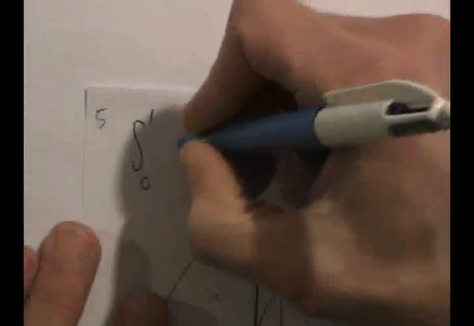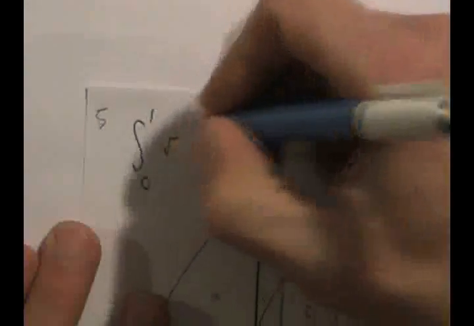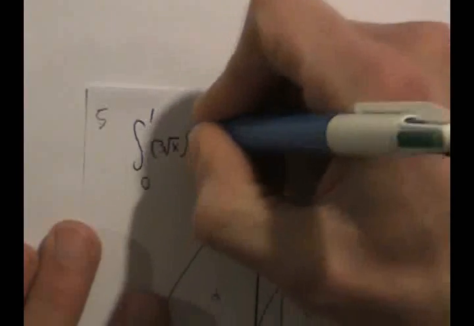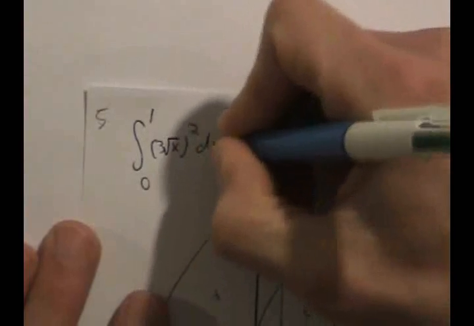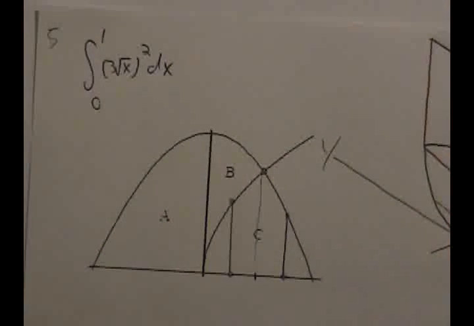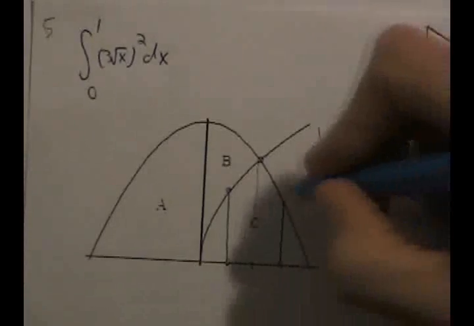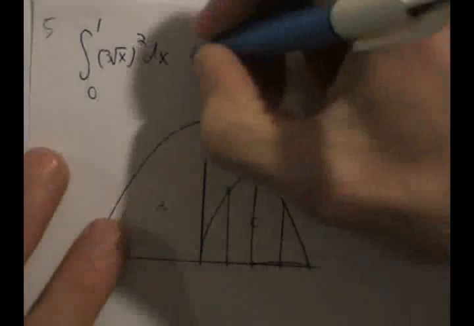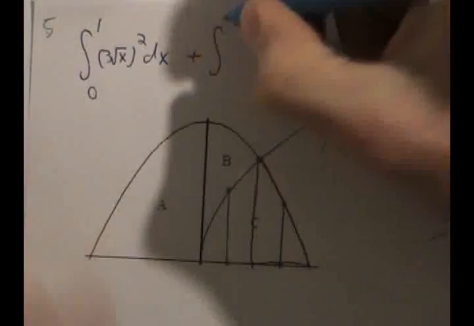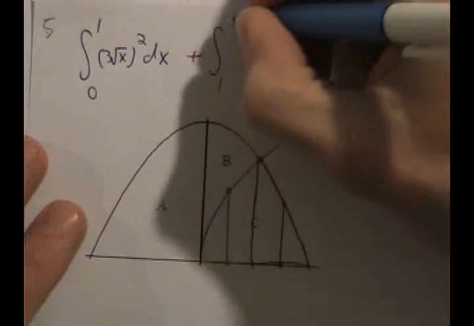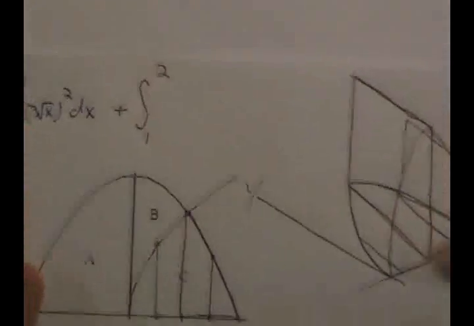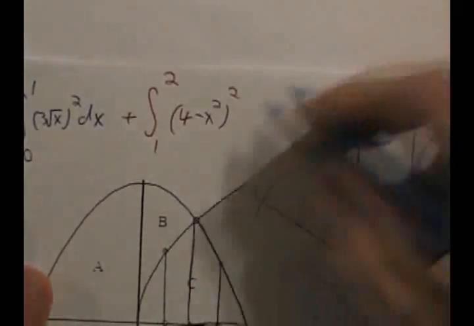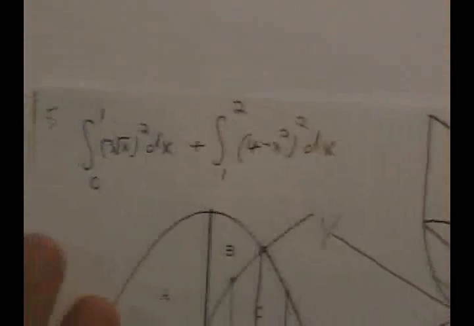So that'll be what is that? Radical, integrate with respect to x again. 3 radical x quantity squared dx. All right, for the first one, and plus now we gotta do this one, the other one. I'll do that one in red. You got to split it up because the functions are different. Plus the integral from 1 to 2 of the other function, which is 4 minus x squared, quantity squared dx. That's that one.